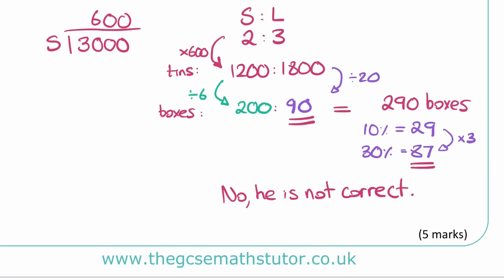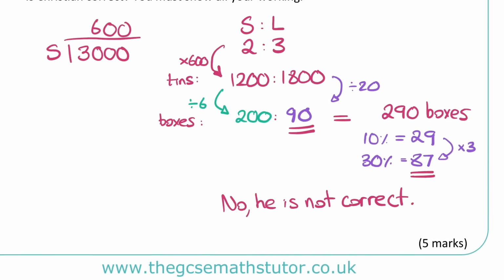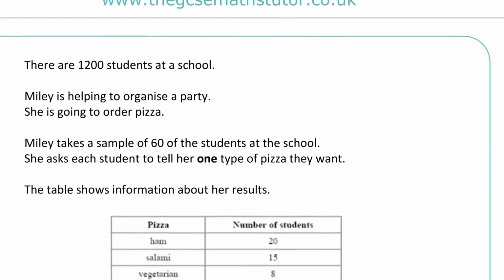So there we go, there is our question there. Manipulating that ratio from tins into boxes is the difficult part there, I think, but there you go, there is a difficult sort of ratio question.